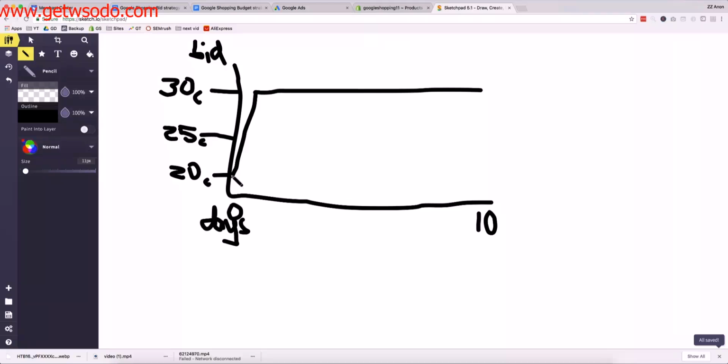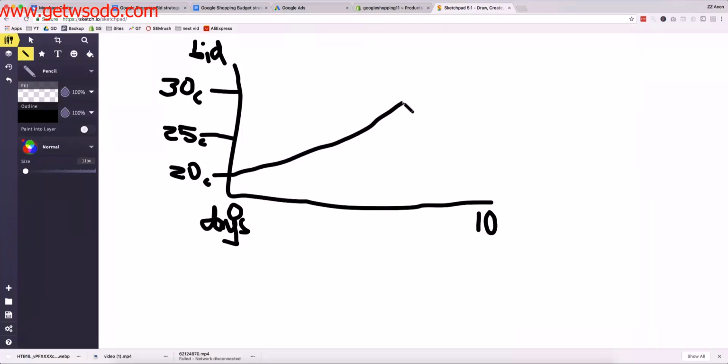If we increase the bid from 20 cents to 30 cents on this day 0, this is how it looks. The bid gradually increases like this, and will come up to about 30 cents on the 5th, 6th, or 7th day, right? So that's why you shouldn't make any more changes to the bid here.